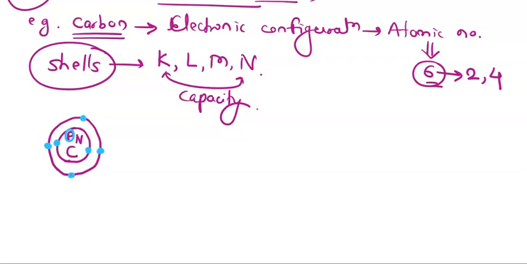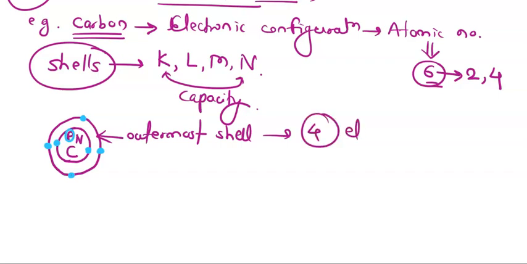Next, how many valence electrons will carbon have? This is the outermost shell of carbon. We know the definition: the number of electrons present in the outermost shell are the valence electrons. So how many are there? 4 electrons, which are the valence electrons of carbon.